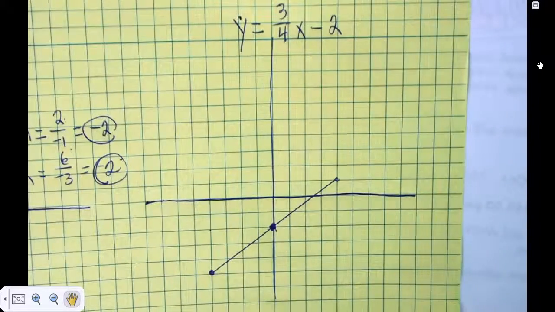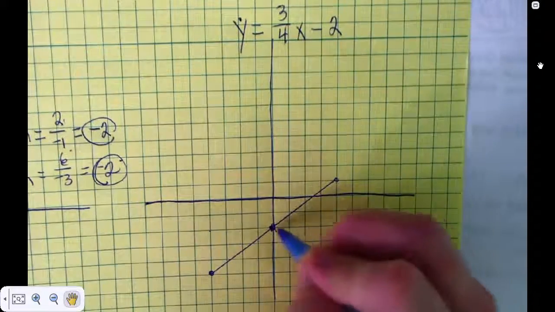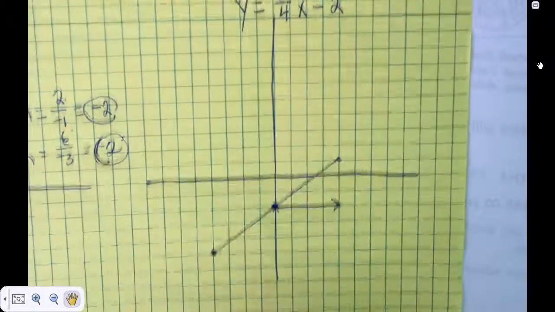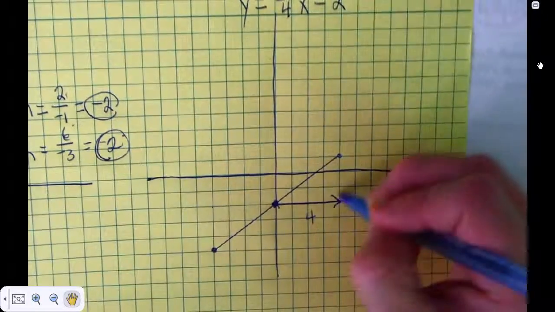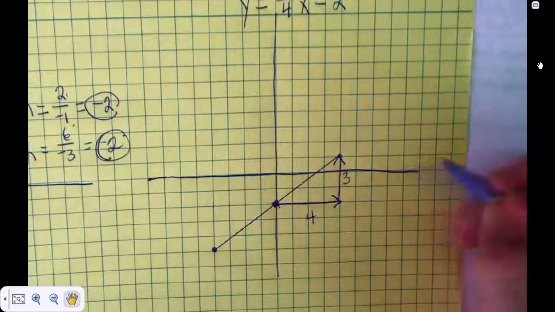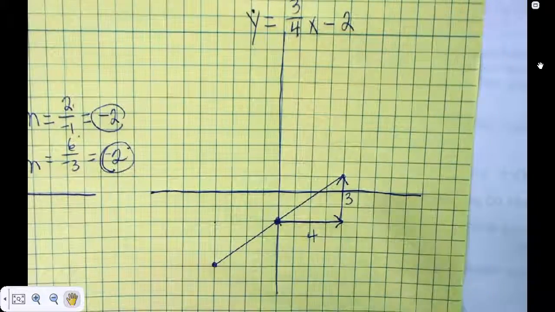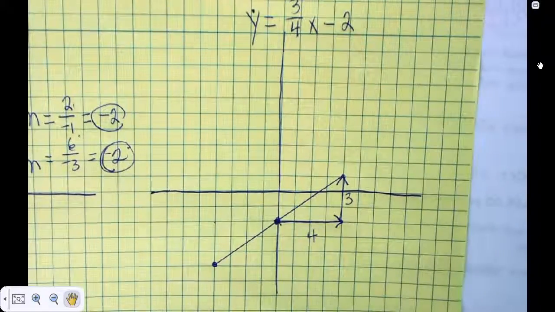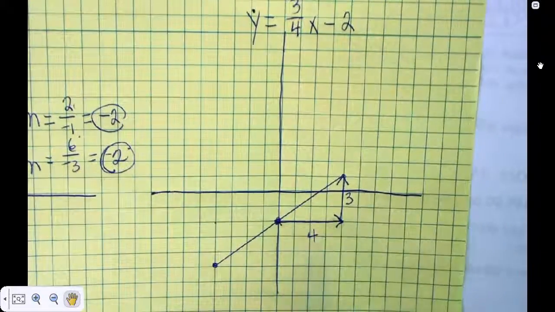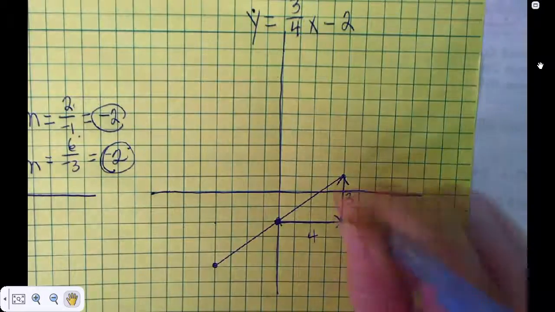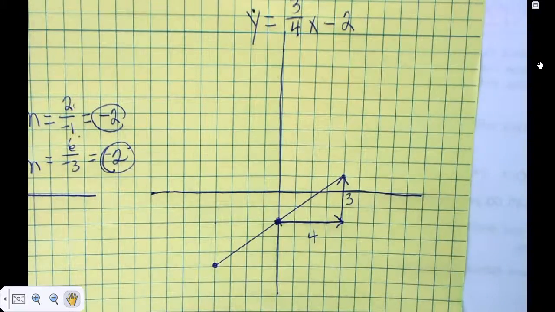And we're just going to practice one more time on this. So we're going to go over, how many? 4, and up 3. And that's what our slope is, 3/4. Y-intercept is -2. Hey, look at this. Can we tell where our x-intercept is? Can we see where our x-intercept is on this graph?